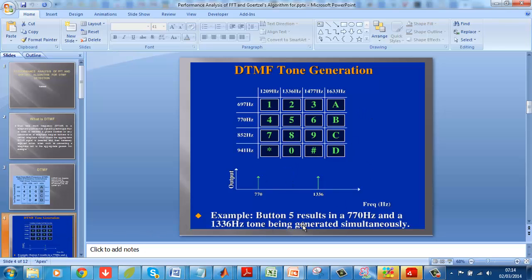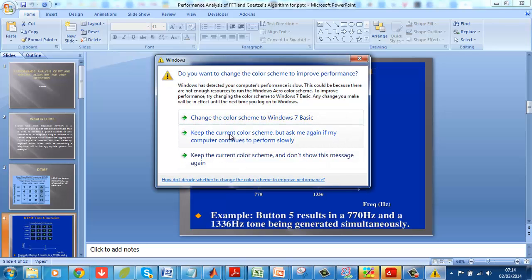For example, button 5 results in a 770 Hz and 1336 Hz tone being generated simultaneously. That's button number 5, 770 and 1336 Hz. So if at the receiving side I'm able to detect these two frequencies, I will know that it is number 5 that is pressed.